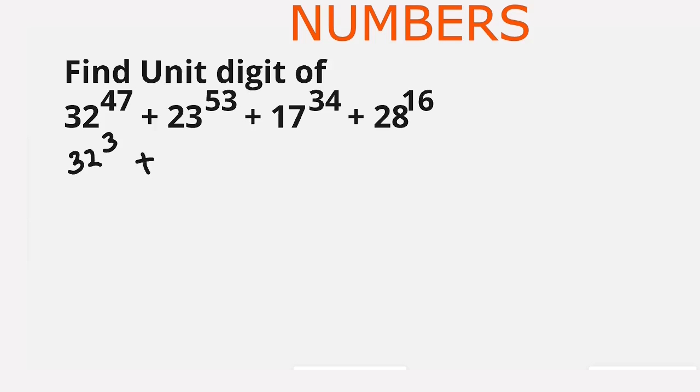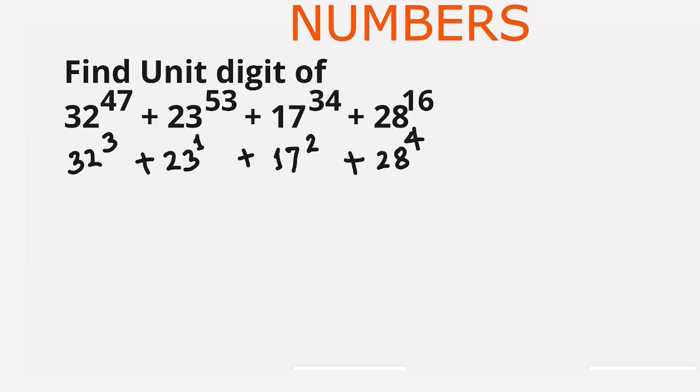We divide it by 4. So it is 23 to the power, when 53 is divided by 4, the remainder is 1, as 13 times 4 is 52, plus 17 to the power 34. So it will be the same unit digit. When 34 is divided by 4, the remainder is 2. So it is 17 to the power 2 plus 28. 4 times 4 is 16, so the remainder is 0. So basically we will write the remainder as 4.